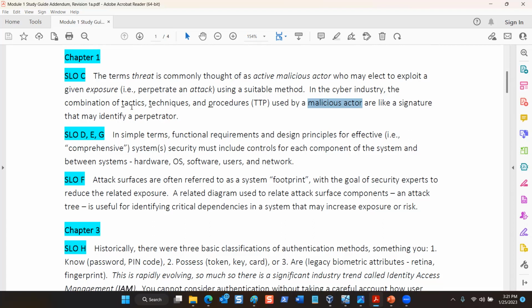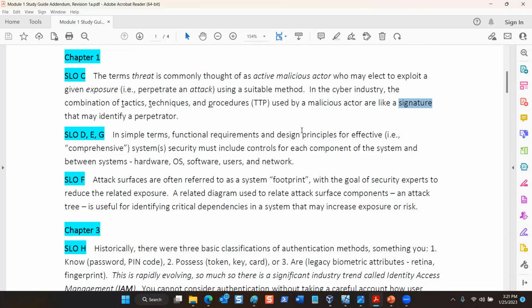And the TTP is kind of like a signature. It's a pattern of tactics and techniques and procedures that tips the hand of who's doing it, right? Because everybody attacks a system in their own unique way. And that signature can be helpful in identifying certain malicious actors.